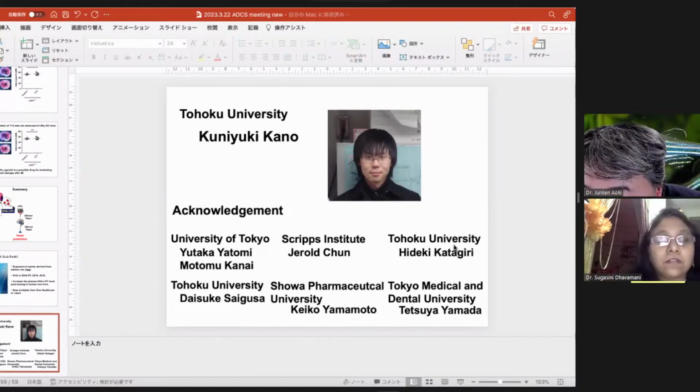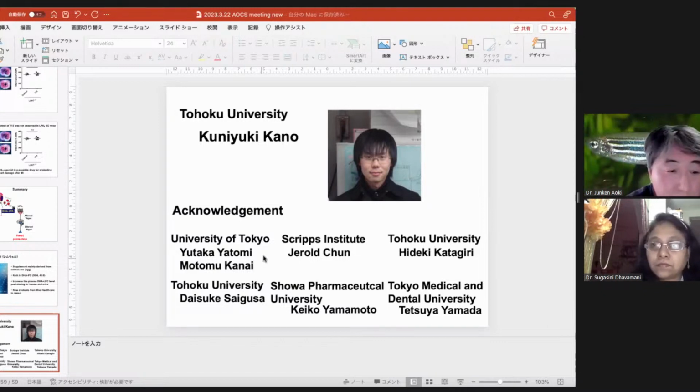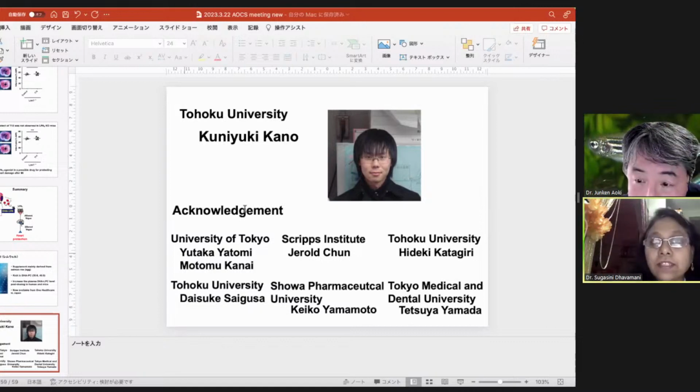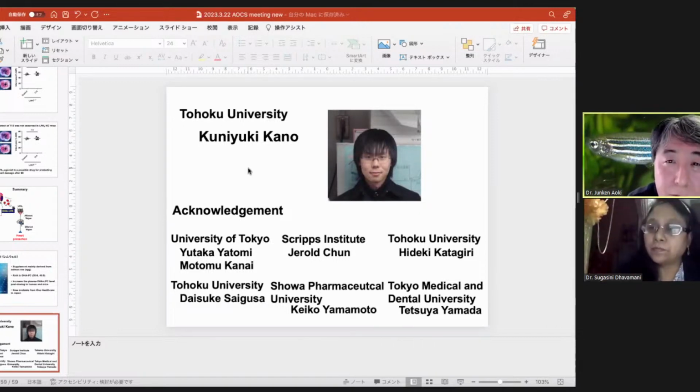I have one question. Is this LPA helpful for brain stroke, or how? Yeah, of course, yes. So I don't show the precise data today.